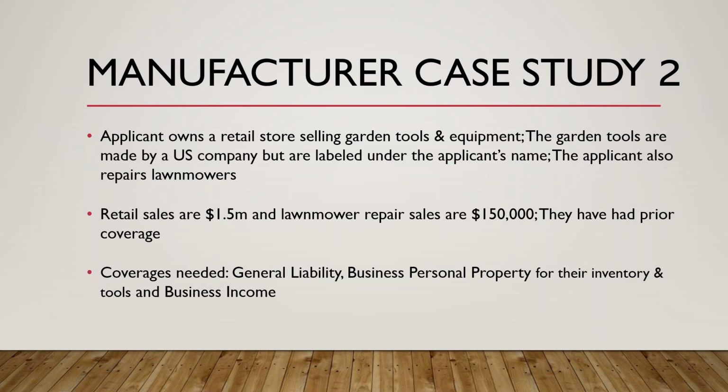The applicant also repairs lawnmowers for their customers. So we were able to get a breakdown of their sales, which helps me on my end when I'm quoting. So annual sales are $1.5 million, and the lawnmower repair sales are $150,000. They do have coverage currently, but they're shopping around. So they tell us they need general liability coverage, business personal property for their inventory, tools, and also some business income coverage.